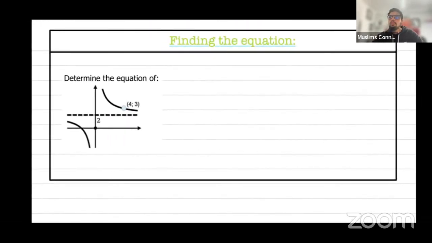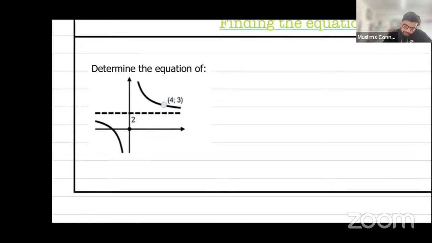Let's look at this example, finding the equation. Here we are given a graph. They say, determine the equation of, here's the graph. Right here, we can see a horizontal asymptote, and it's passing through +2. Remember, therefore its equation is y is equal to 2.